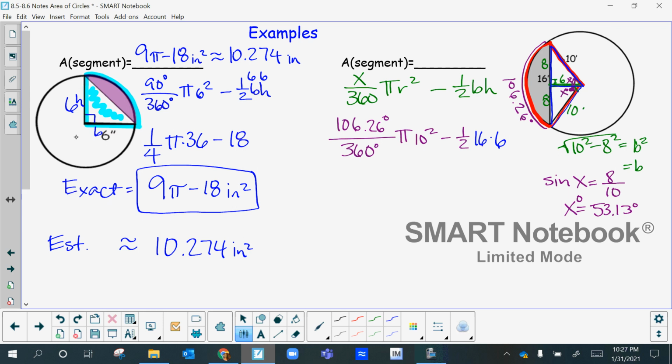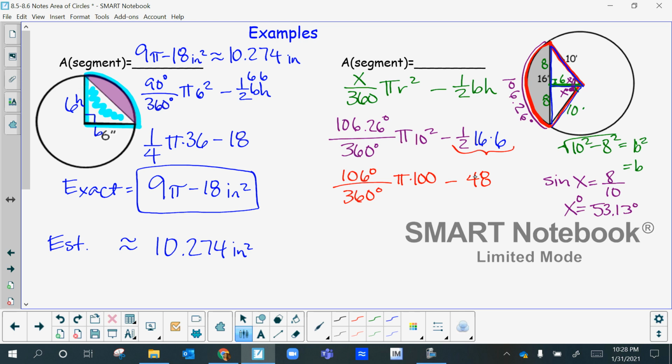Okay, so now let's go ahead and put this in our calculator. I'm going to just estimate this to be about 106 degrees over 360 times pi times 100 minus 8 times 6, then that's 48. Okay, so I did that in my head, which you can easily put in the calculator. Half of 16 is 8. 8 times 6 is 48.